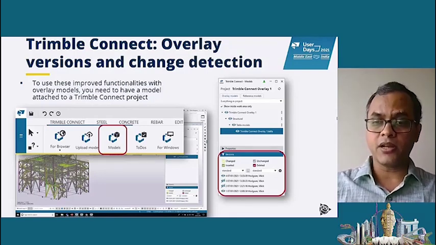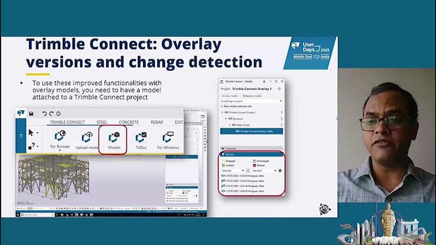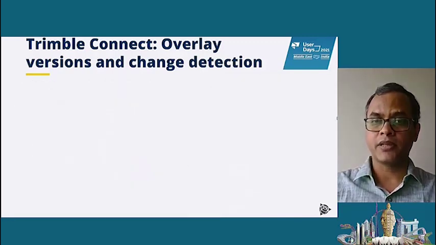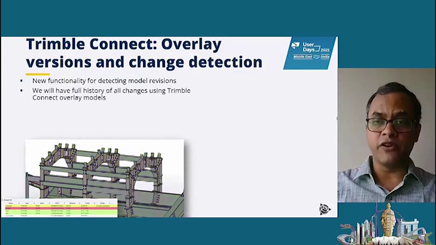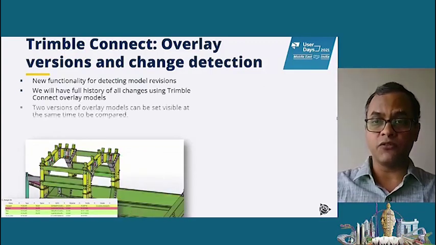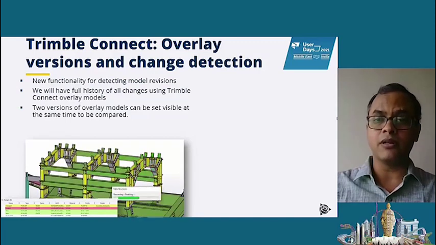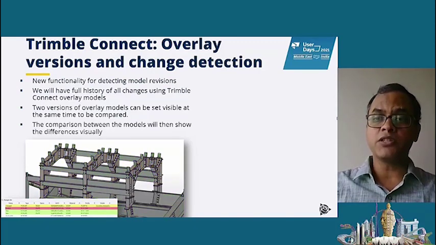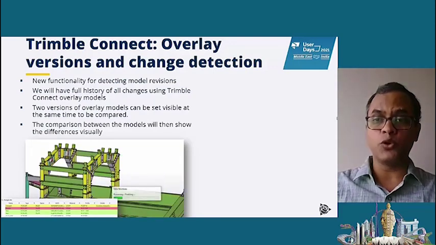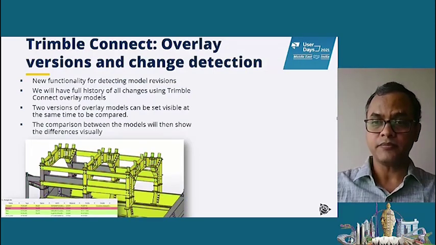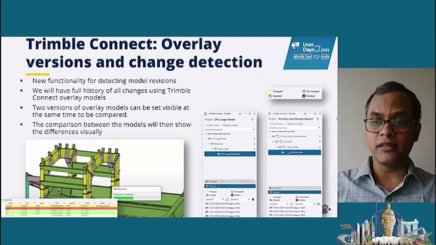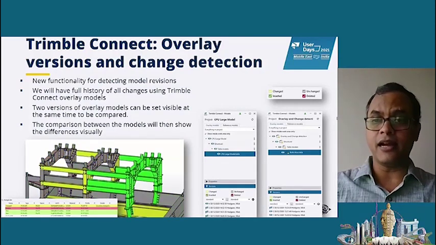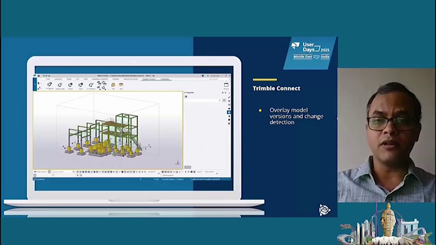From here, quite easily we could turn on or off different versions of the model and we can compare them. All in all, it's a new functionality which we could use to check the history of changes for any particular model. In any two model versions, we could compare and see changes visually. We could quite easily locate the newly added, deleted, updated or unchanged members in different model versions. Let's see a small demo in this regard.